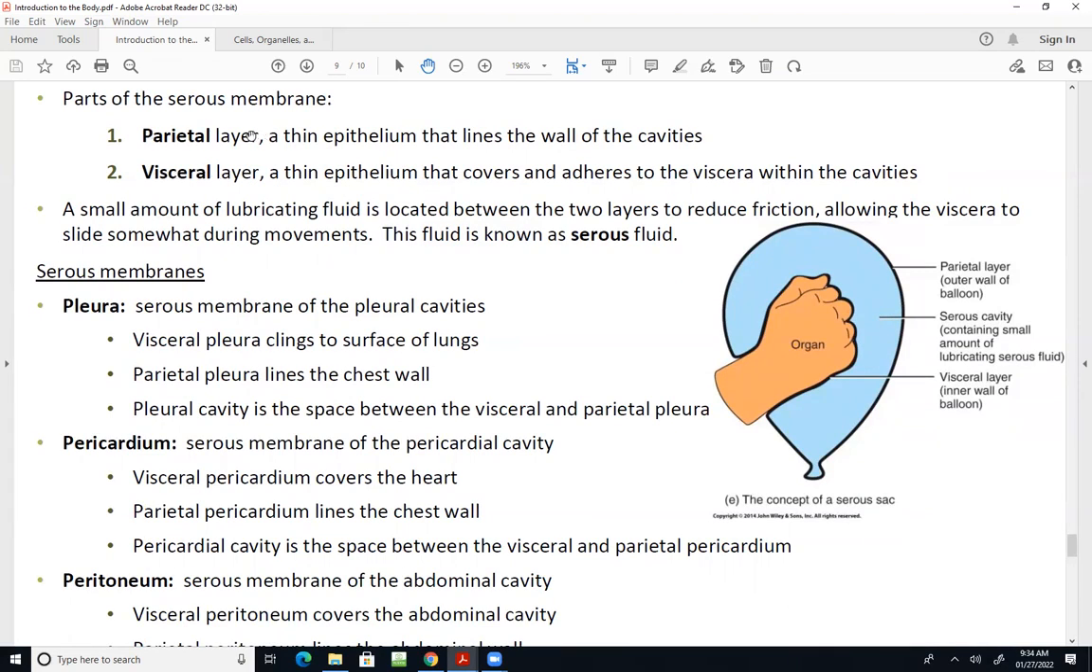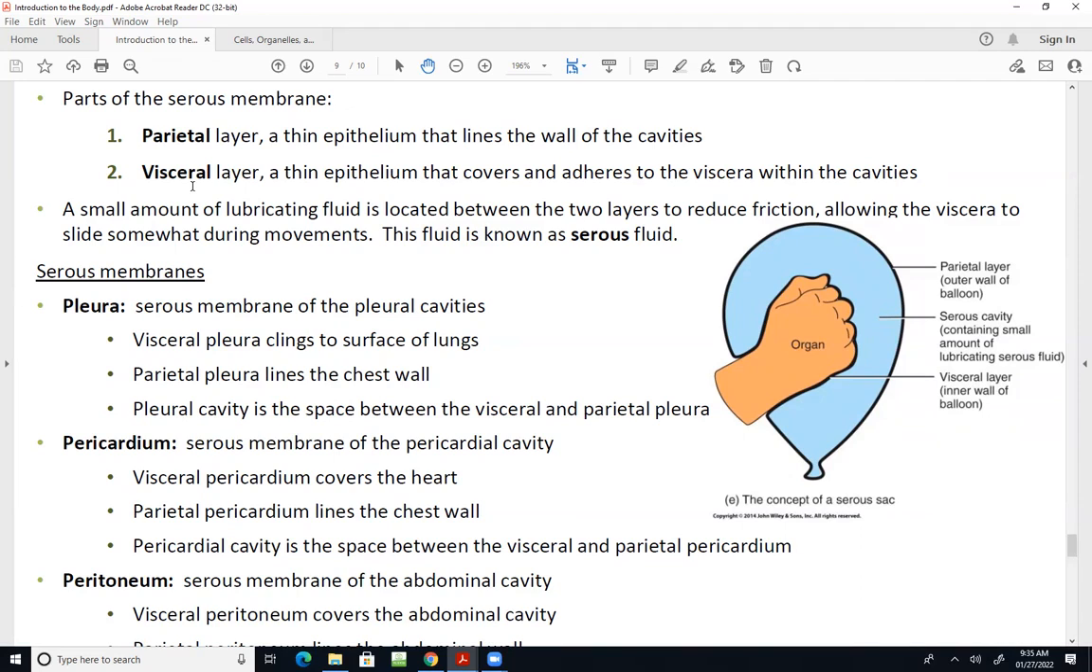The parietal layer is a thin epithelium that lines the wall of the cavities. The visceral layer is a thin epithelium that covers and adheres to the viscera, covers the organs within the cavities. The parietal layer is superficial. The visceral layer is deep, which we introduced those terms on Tuesday. Superficial, once again, means closer to the surface. Deep means deeper inside.